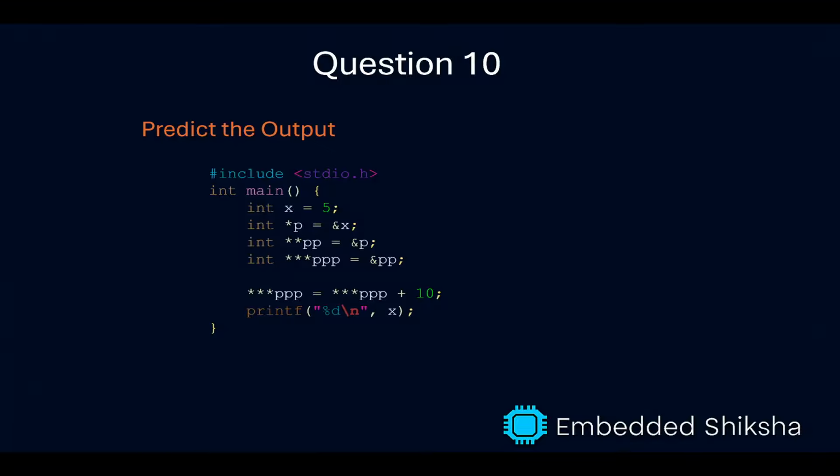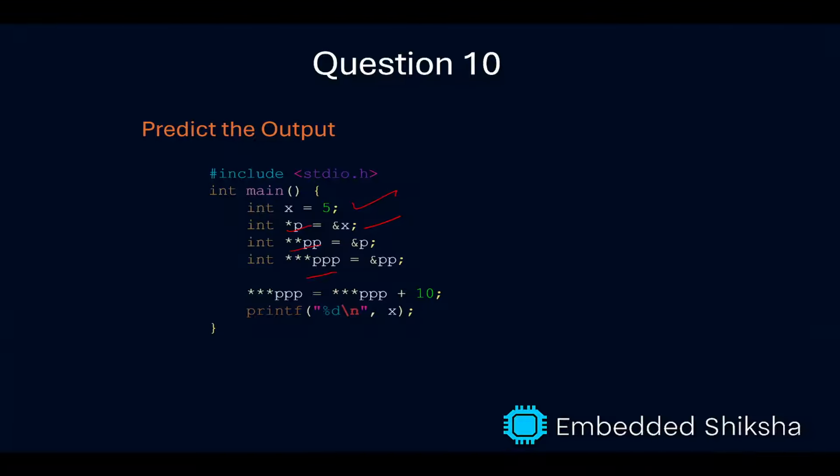This is the last question of this double pointer discussion. Here you have created a variable x with value 5. You created another variable p, which is a single pointer holding the address of x. Then a double pointer holding the address of your pointer p, then a triple pointer holding the address of your double pointer.